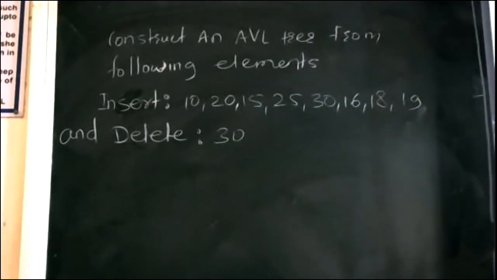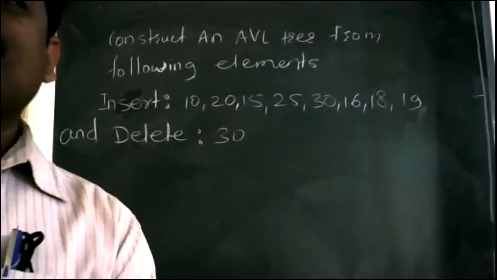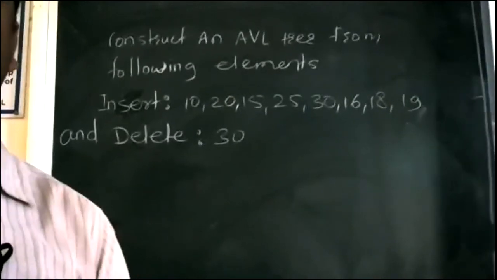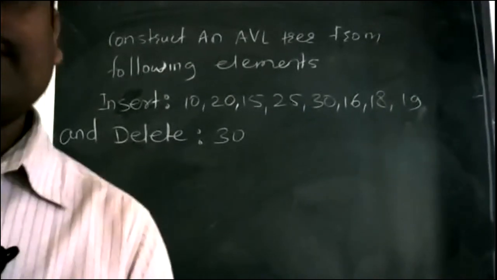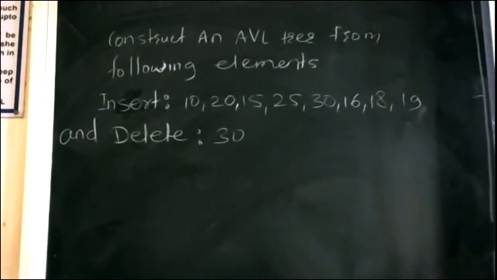Now here the AVL tree, so this unit is completed. Now this is a very small unit, right? Only the concept of AVL tree is there. Now, any question, any queries? Is it possible for you all to evaluate this construction of AVL tree and deletion of the 30 element?